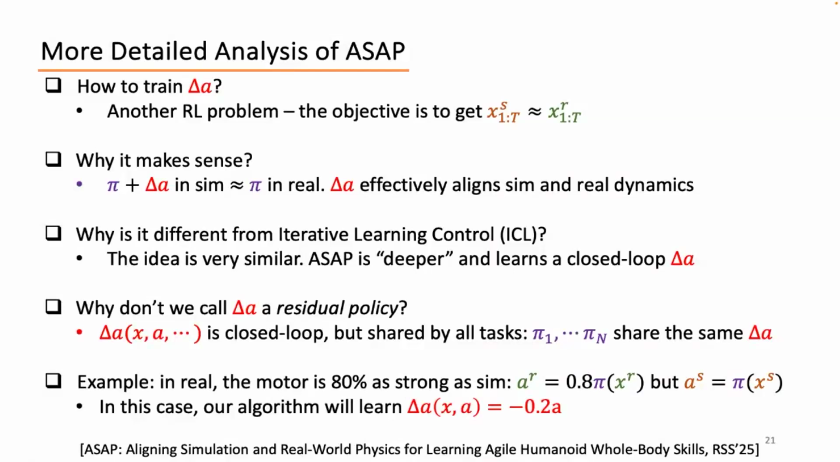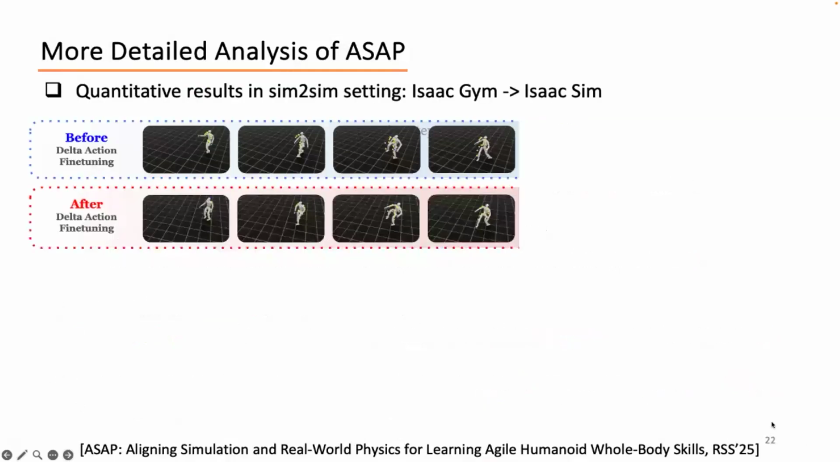And we can learn this. And you can imagine when we deploy in simulation, the fine-tuned pi will compensate for this 20% motor degradation. Yeah, this is a very intuitive example of why it works. All right, I think I will skip this slide.